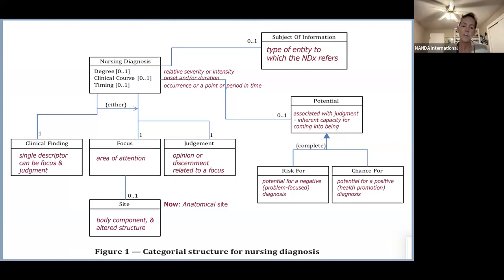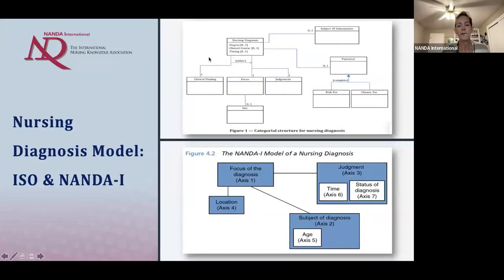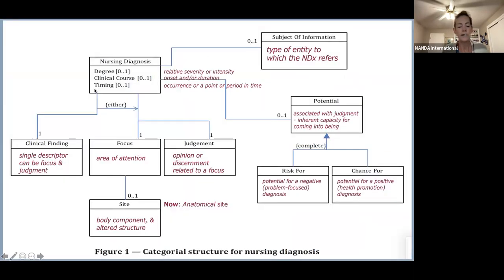But within the ISO model, you do have the degree. So the degree, which is the relative severity or intensity of a diagnosis. And this is up in the top box up here on the left-hand side. We're looking at degree. Clinical course is another issue that we have, and that's related to onset of a diagnosis, but also the duration of the diagnosis. So for example, our acute, chronic, intermittent. It does not include time-related expressions, though, such as duration at the current moment. We don't have that.